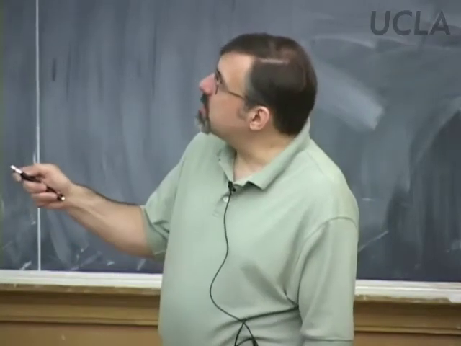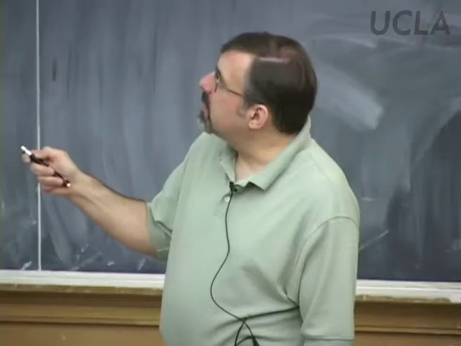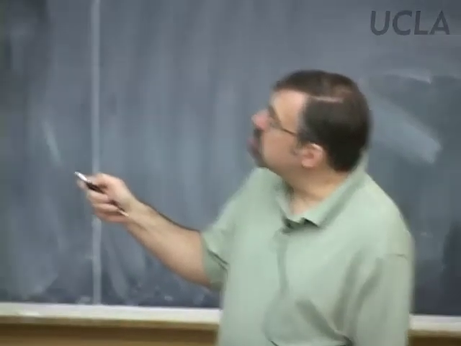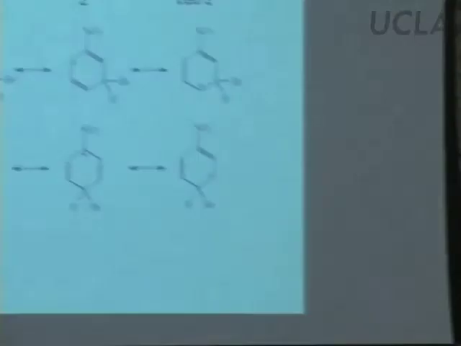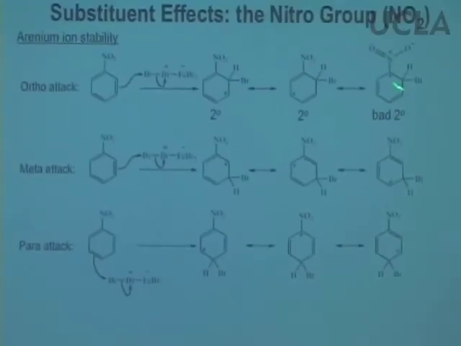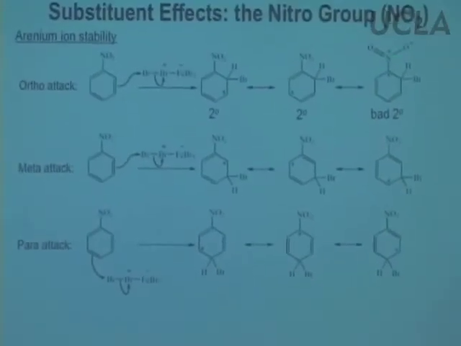They all have the same amount of resonance pretty much. So this guy is secondary. This guy is secondary. This guy is another secondary. The positive charge is on a carbon that only bears 2 other carbons, but it's right next to the nitro group. And it says up here, bad secondary, because the positive charge of the carbocation is right next to the positive charge of the nitro group. That's bad. So the nitro group certainly doesn't help in that way.